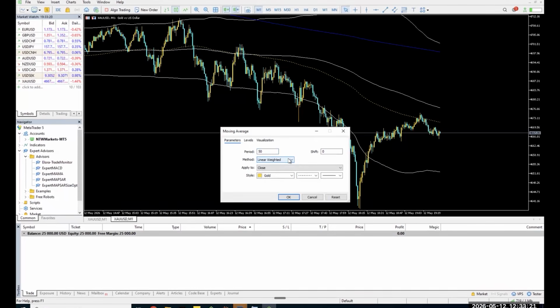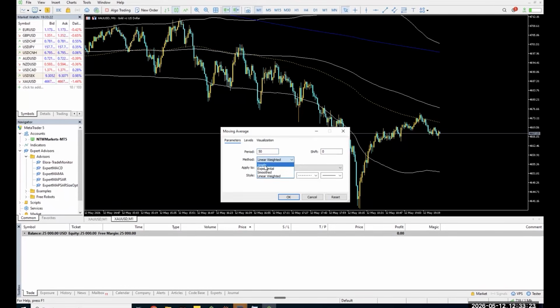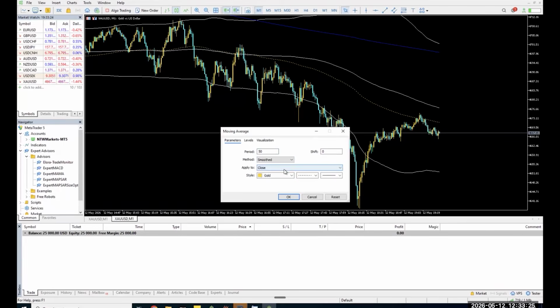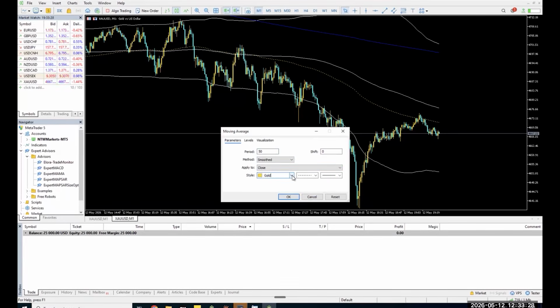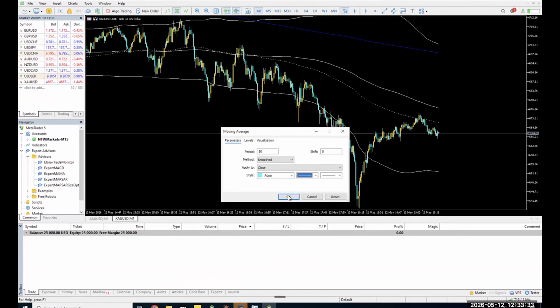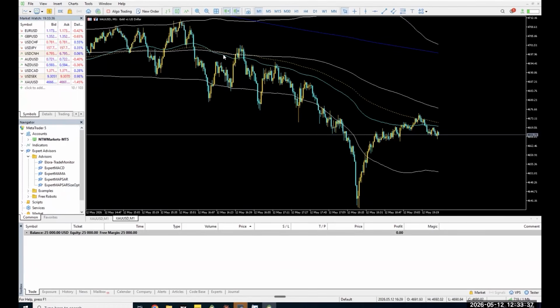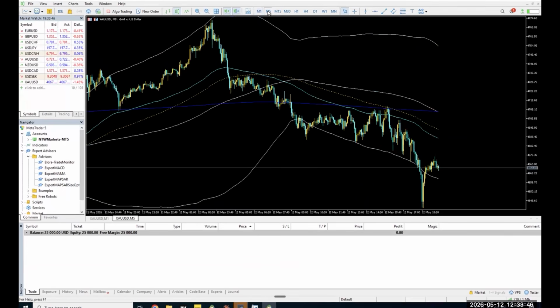With the 50 moving average, we're going to do a smoothed moving average because we're looking for the crossovers on that one. And we're going to do the color blue, solid. This is the 50 moving average. It's a little faster than the other one. So once the 50 crosses this one, we're good to go. That's just how it works.